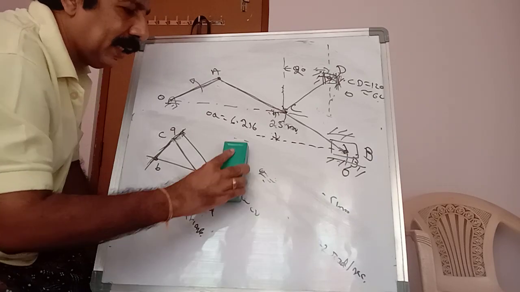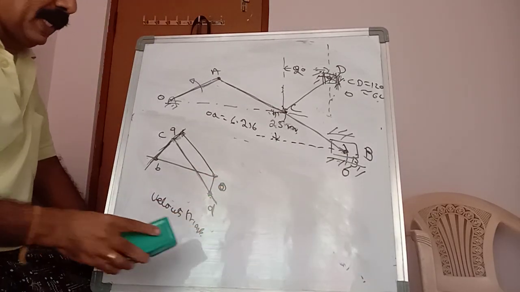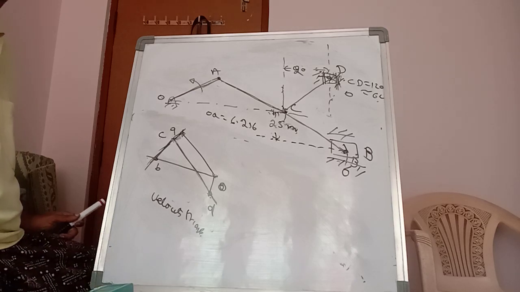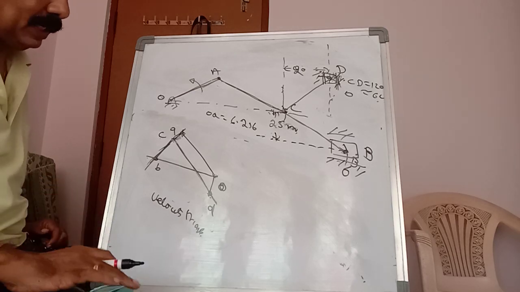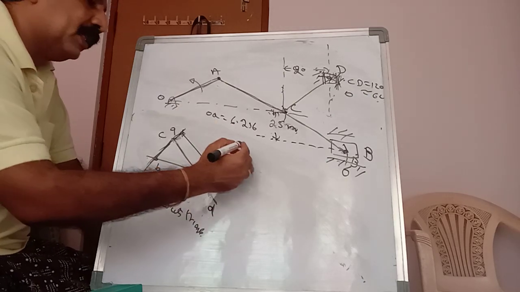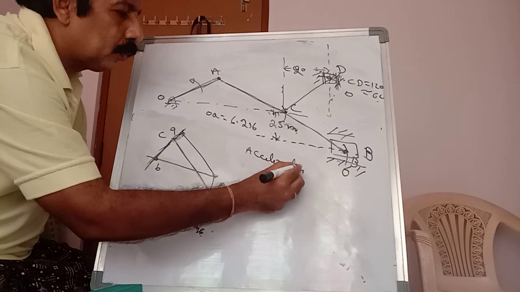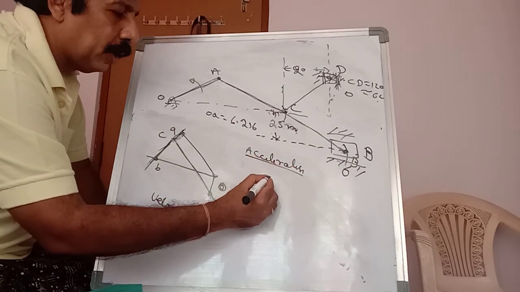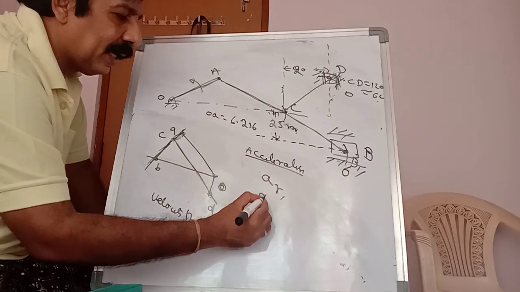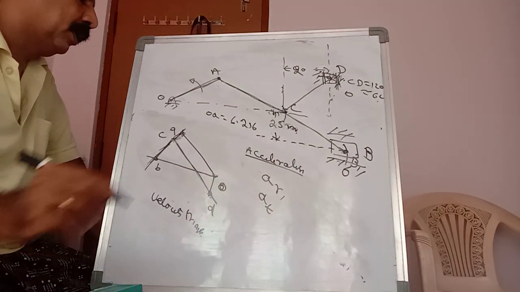So in the acceleration diagram, you have to remember some points. For acceleration, for every link, there are two types of components. One is the radial, another one is the tangential. Radial component and tangential component.